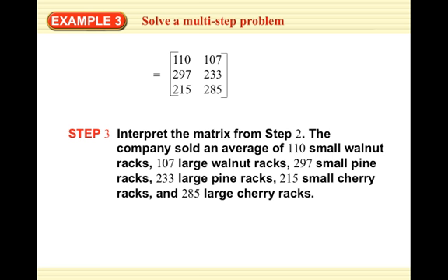So interpreting means that you consider the position of each element, and you say what that means. Since the first column represented small racks and the first row represented walnut, that's how we know that there's 110 small walnut racks. Okay, second row is for pine. That's how we know there's 297 small pine racks. And the third row is for cherry, so that's how we know that there's 215 small cherry racks.